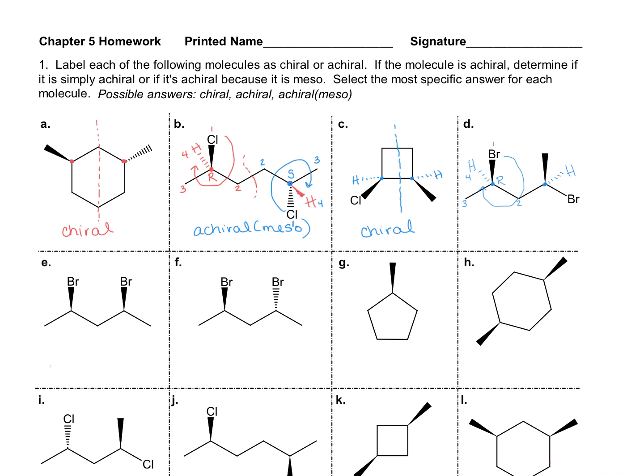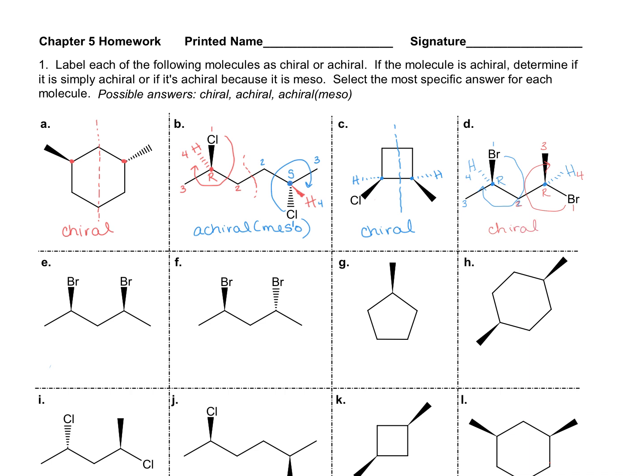And then on the other side, 1, 2, 3, and hydrogen is 4. So it is going clockwise and hydrogen's in the back. It is what it is. This is also going to be R. So because this molecule is RR, it means that an enantiomer exists of it, SS. So this molecule is simply chiral.